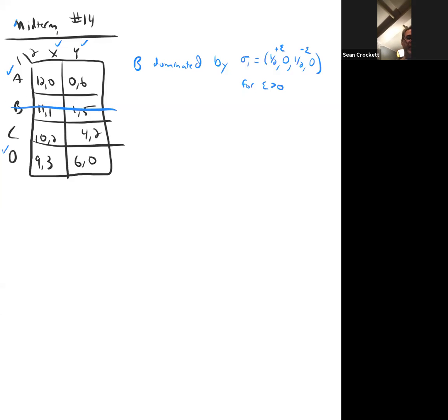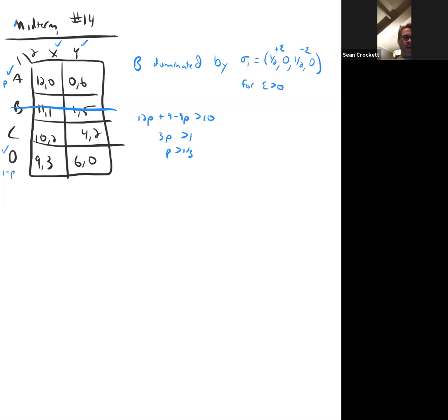So B is definitely dominated. C is not going to be dominated, and we can verify that here. If we try to dominate it with a combination of A and B, we would need that 12P plus 9 minus 9P has to be greater than 10. That's the first condition, which gives us 3P has to be greater than 1, so P greater than 1/3.